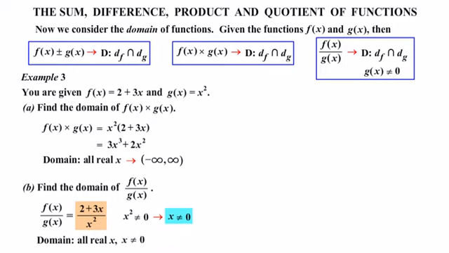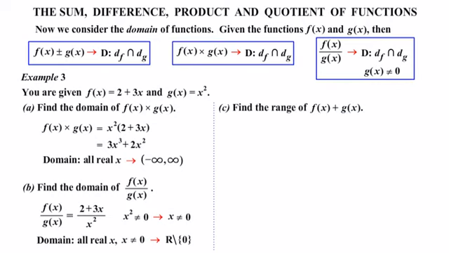x can't equal 0. Now another way of writing this domain is to say that x is an element of the real numbers excluding the value 0. So the capital R shows it's part of the real numbers, then that backslash 0 in parentheses shows that that value is excluded. Excellent.